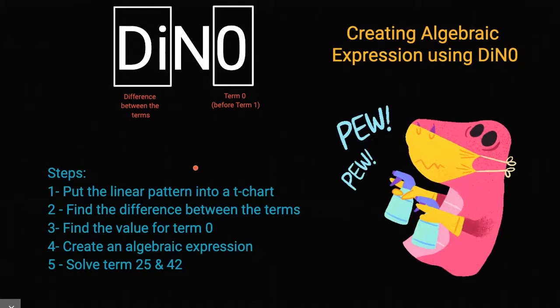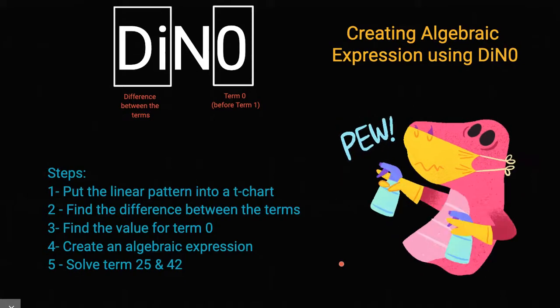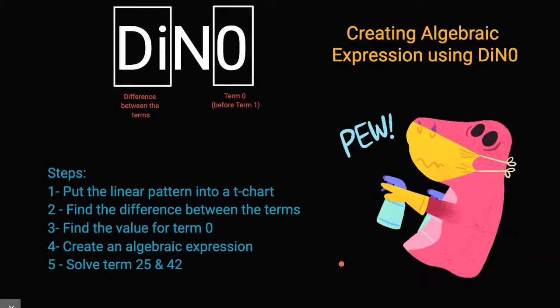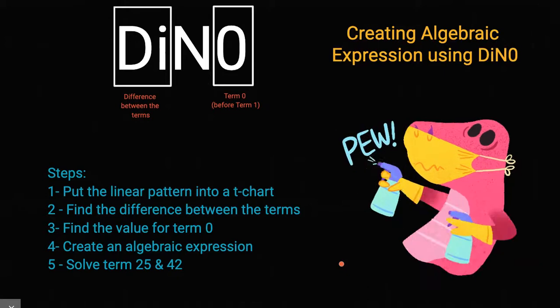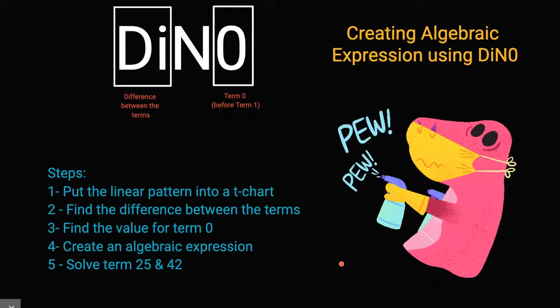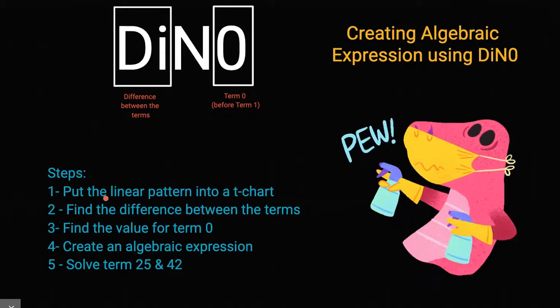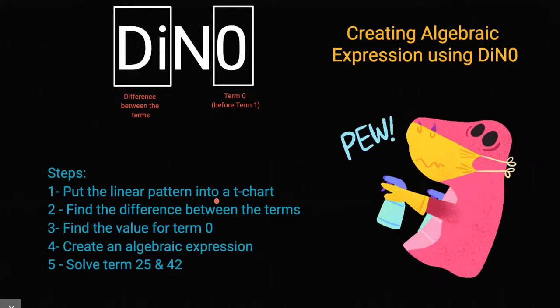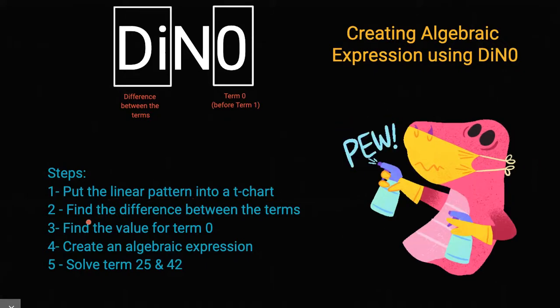So in this video, I will be giving you a series of linear sequences. Just to recall, a linear sequence is when we are adding or subtracting, so we're increasing or decreasing by the same number every time. We are going to take that linear sequence, or that linear pattern, and put it into a T-chart. Some of you call a T-chart a T-table. That is okay. Then we are going to find the difference between the terms.